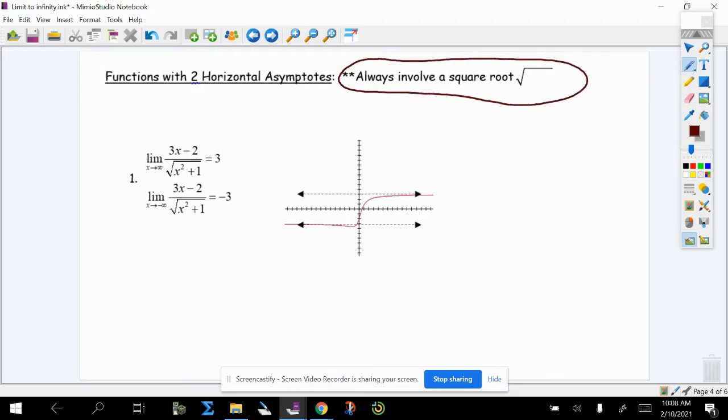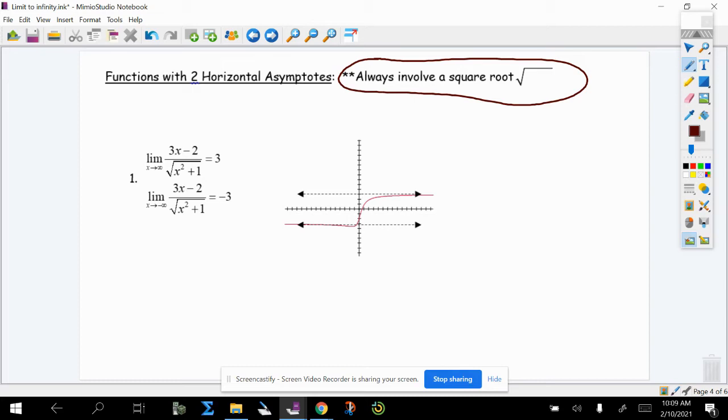If you have a square root in either the top or the bottom of your rational function, you will create two horizontal asymptotes. The reason is, and you might be sitting there going, well, why? Well, think about what happens when you take the square root of a value when you're solving an equation. You get two answers. If I have x squared equals 9 and I square root both sides, you get plus or minus 3. Same idea applies here.